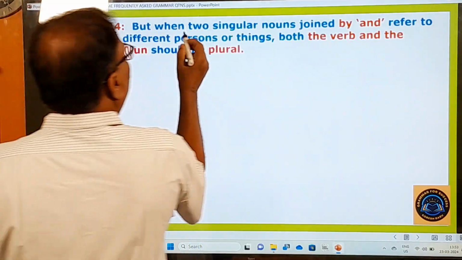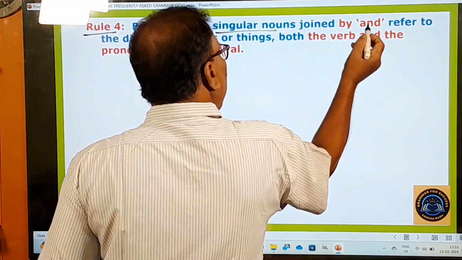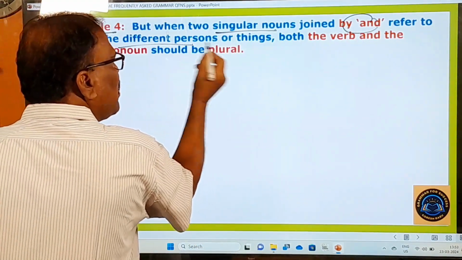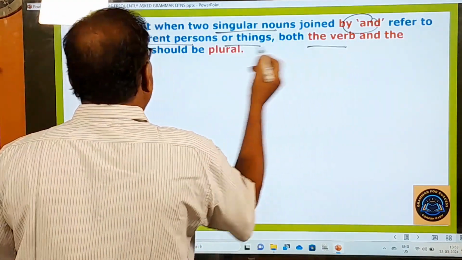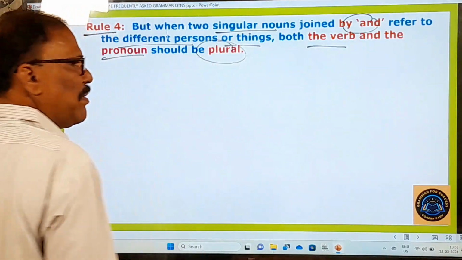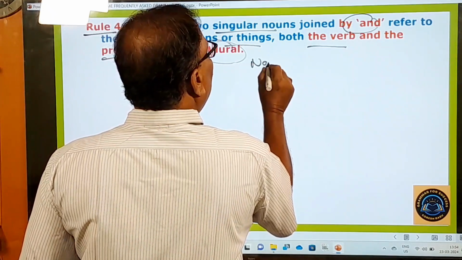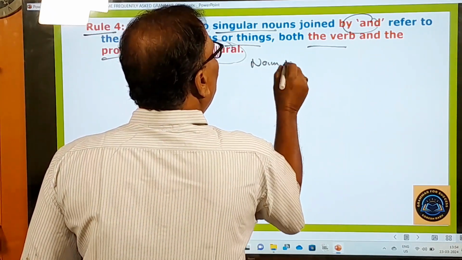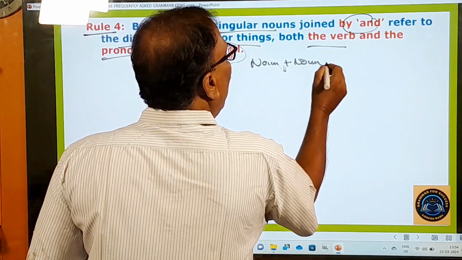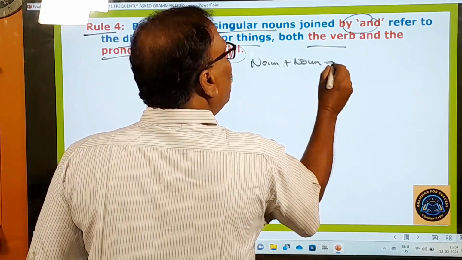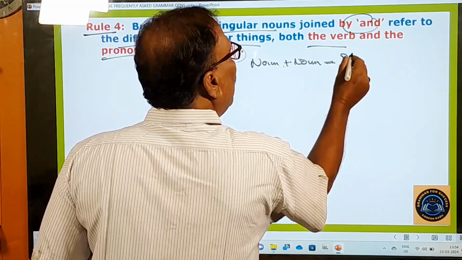Rule 4: when two singular nouns joined by "and" refer to different persons or different things, both the verb and the pronoun must be plural. That's very important. When two nouns, noun plus noun, joined by "and," refer to different persons, then a plural verb.